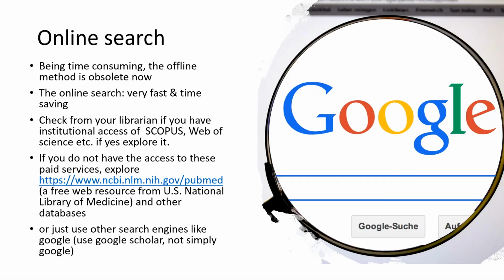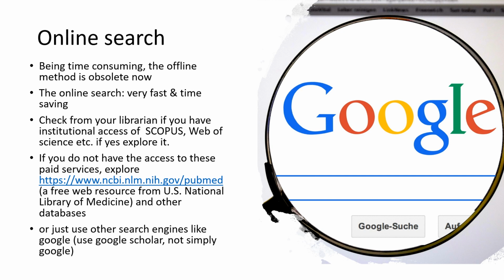Now the next stage is online mode. Online searching. What is online searching? Being time consuming, the offline method is almost outdated now. The searching which used to be done in the institutional library, where you go to a library physically and then search the things, the work which was done offline in 6 months can be done in 6 days. So the online search is very fast and can save time.